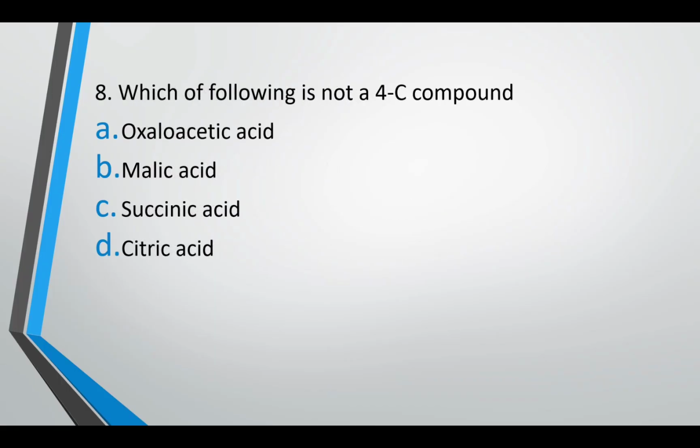Question 8. Which of the following is not a 4 carbon compound? Oxaloacetic acid, malic acid, succinic acid, or citric acid. Correct answer is option D. Citric acid is not an example of a 4-carbon compound. It is a 6-carbon compound that is formed by combination of acetyl-CoA, which is a 2-carbon compound, with oxaloacetic acid in the Krebs cycle.